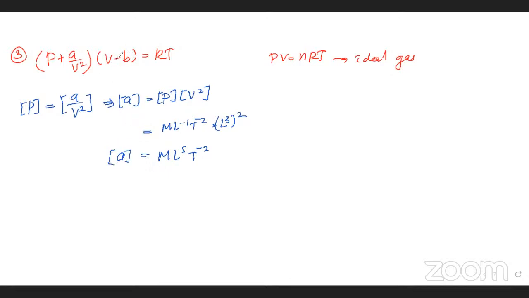Similarly you can write for B: the dimensions of volume should equal the dimensions of B, because we can add or subtract two quantities only if they have the same dimensions. So the dimension of B is equal to L cubed. That is the volume.